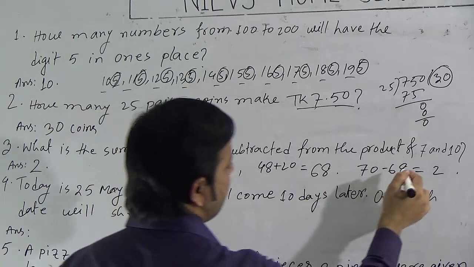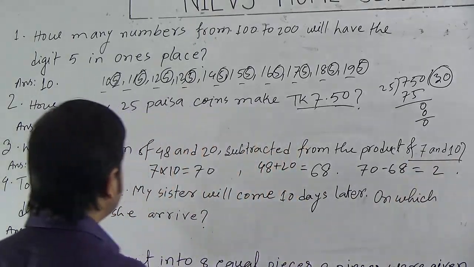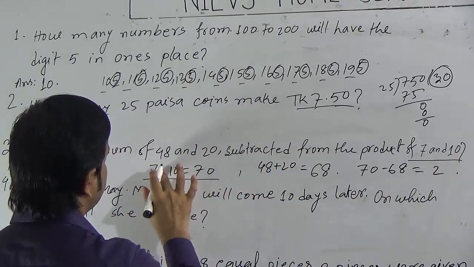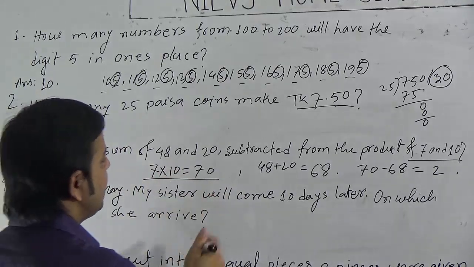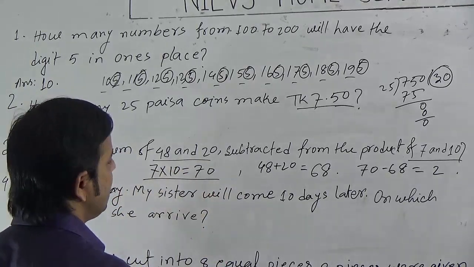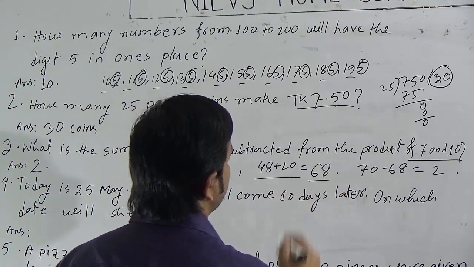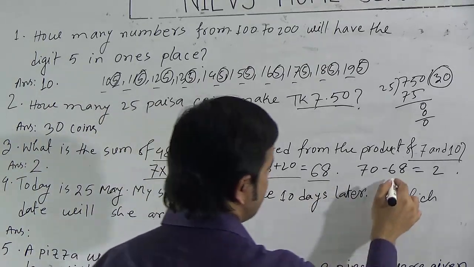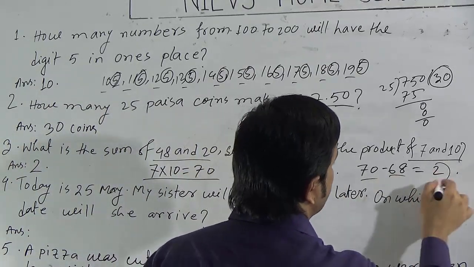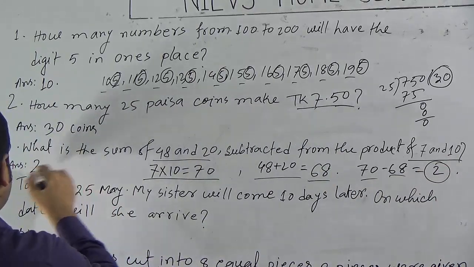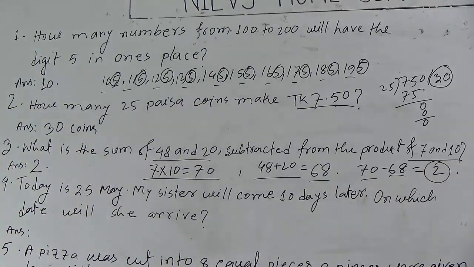Again, try to understand. At first you have to find the product of 7 and 10. Product of 7 and 10 is 70. Then you have to find the sum of 48 and 20. This will be 68. Now subtract 68 from 70. You will get 2. So 2 is our required answer for question 3. Now go to question 4.